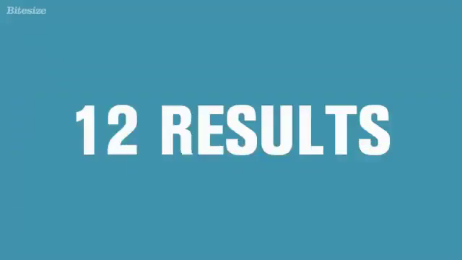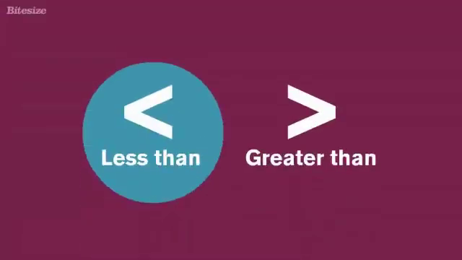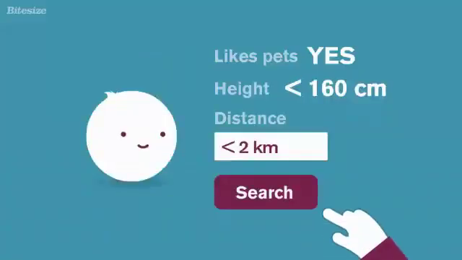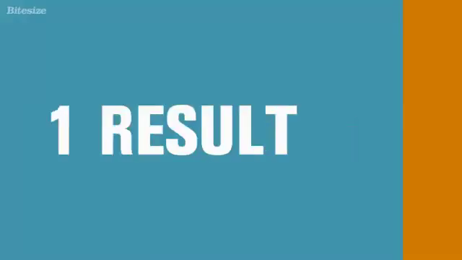This is more like it. 12 results. Maybe one more query. He can't drive, so he would ideally like to find somebody who lives close by. Let's use one last query to find any matches that are less than 2 kilometers. Looks like we've found that special someone.